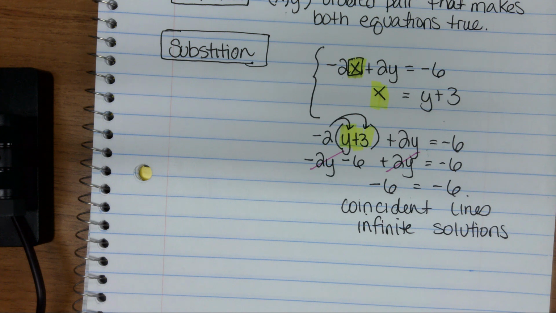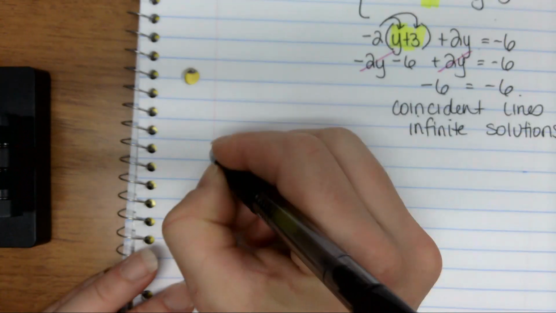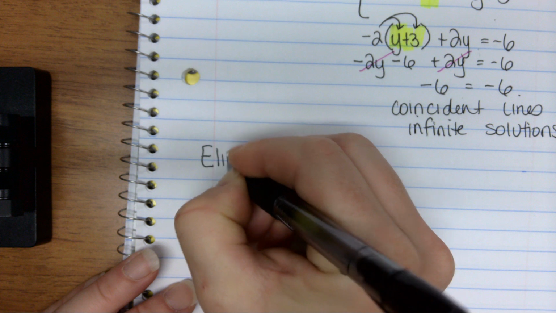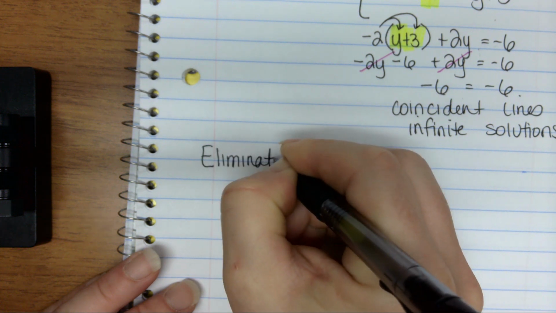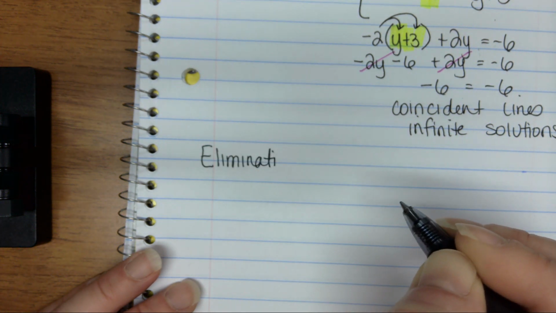Let's try to do an elimination example, so you can see how elimination works. Am I going too fast?